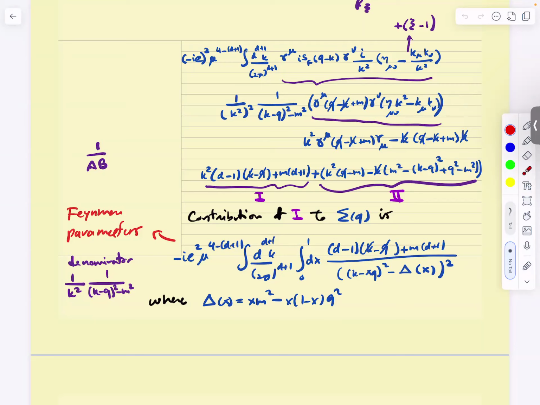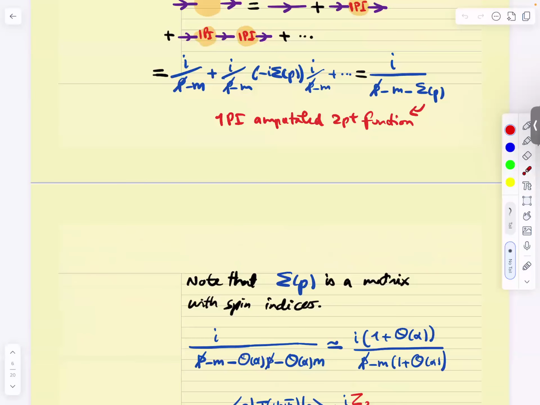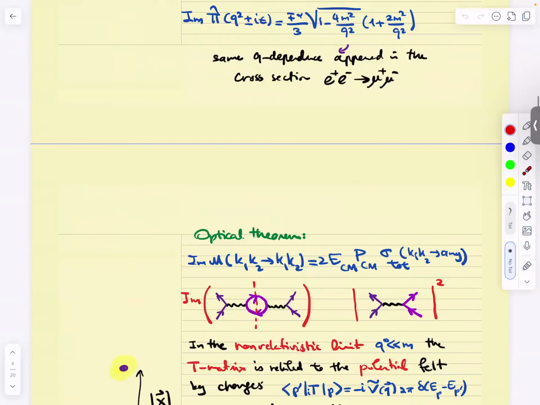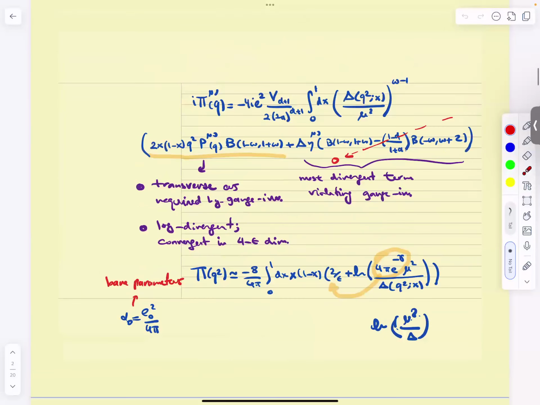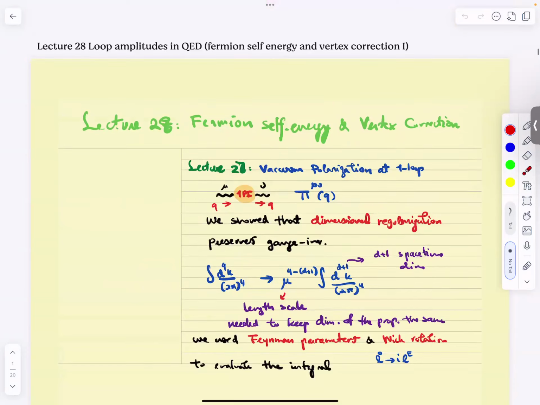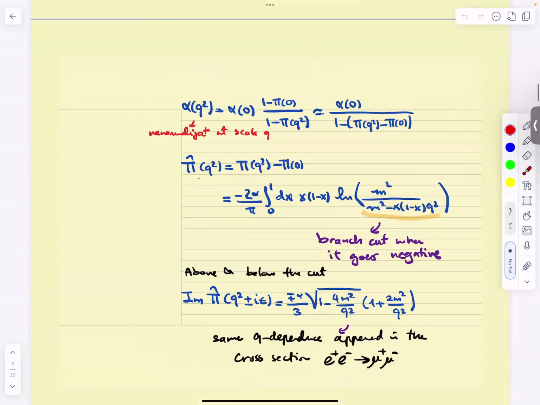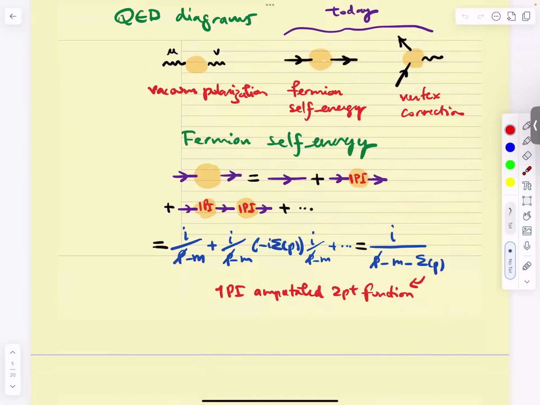Wait, what? Am I misremembering? Wasn't my delta this in the previous example? No, I think I'm pretty sure that was a delta anyway. Yeah, I'm pretty sure that's a delta. Yep.